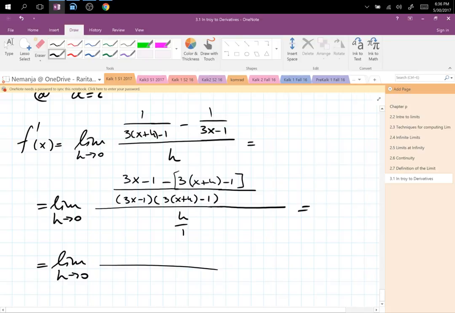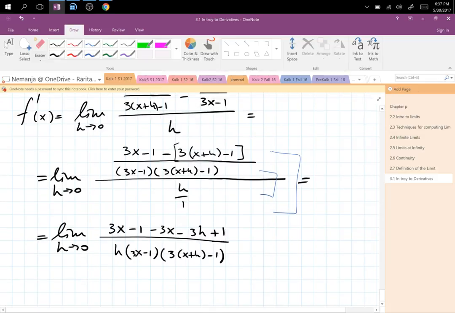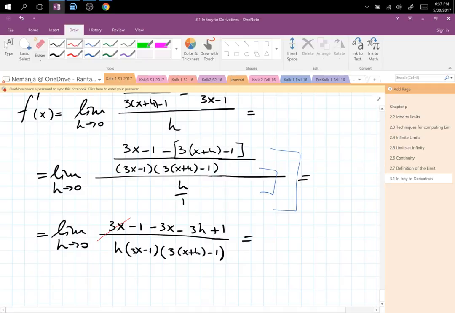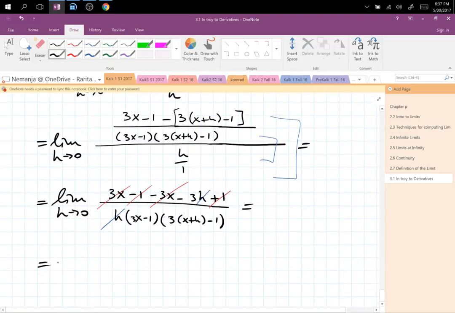So what do you have? The numerator will be, times 1, and these two guys together. I have 3x minus 1 minus 3x minus 3h plus 1. And in the denominator I have h times 3x minus 1 times 3 times x plus h minus 1. Now a whole bunch of stuff cancels here, right? This is done, done, done, and done. And all you have is this h, but then h dies as well. And you are left with the limit as h goes to 0 of negative 3 divided by 3x minus 1 times 3 times x plus h minus 1.